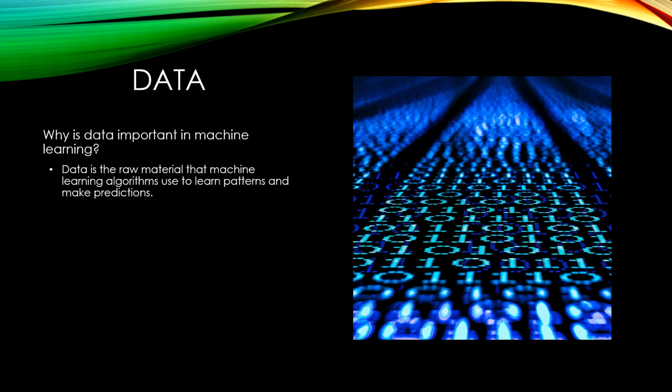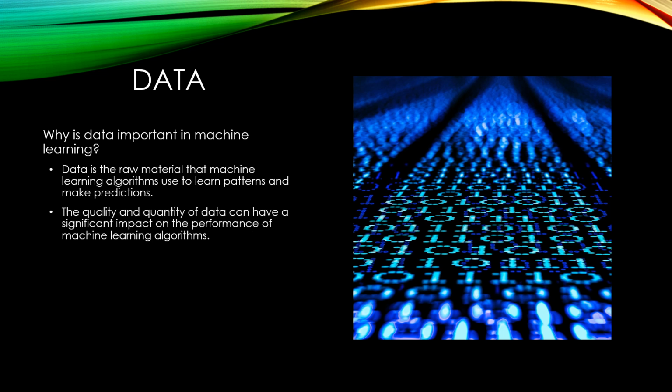All right, so why is data important in machine learning? Well, data is the raw material that machine learning algorithms use to learn patterns and make predictions, right? Without data, machine learning algorithms would have nothing to learn from, and they wouldn't be able to make accurate predictions. So the quality and the quantity of data is very important and can have a significant impact on the performance of the machine learning algorithms.